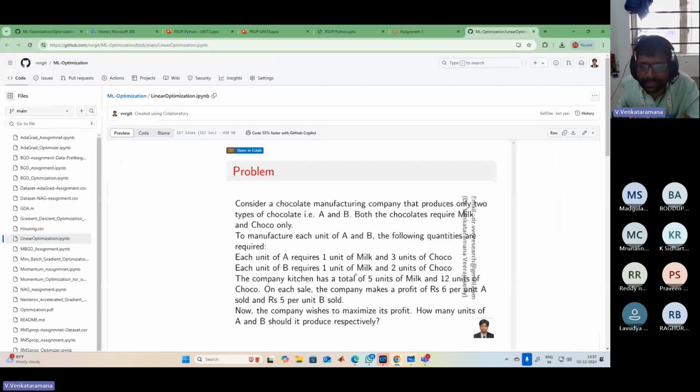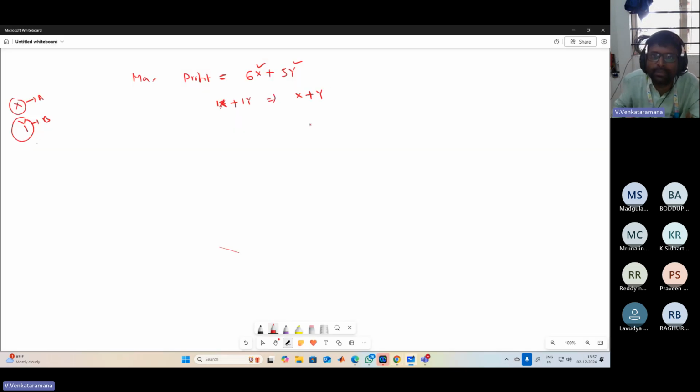But you can see the constraint here. Total number of milk units available is 5 only. So this should be less than or equal to 5.